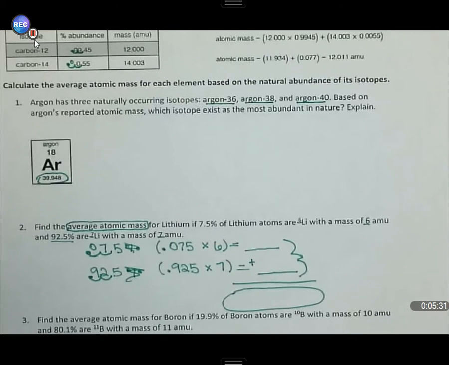So you will need a calculator for this. You can do this with multiple numbers too. You could do it with up to 5 numbers. You're just going to keep doing the same thing like we did here every time and then add them up. That is how you find the average atomic mass.